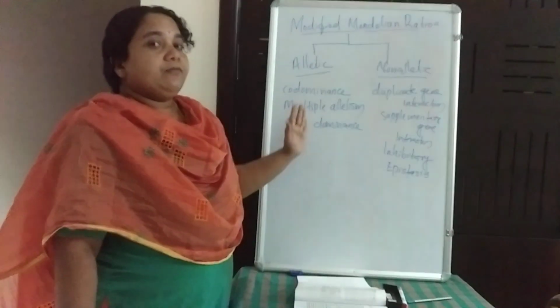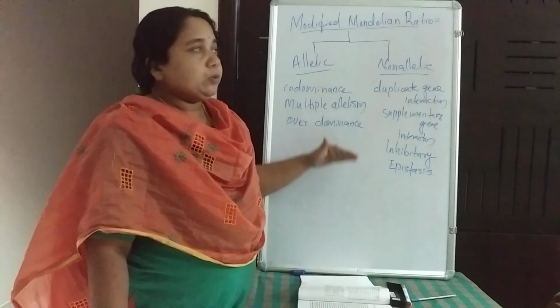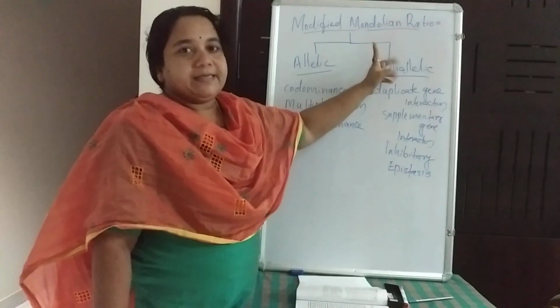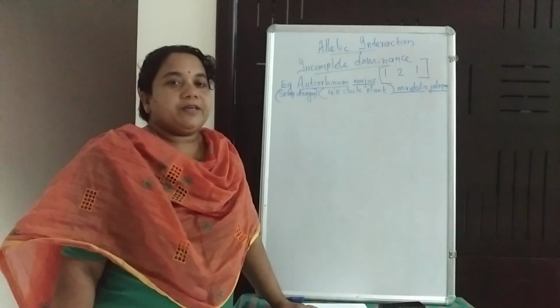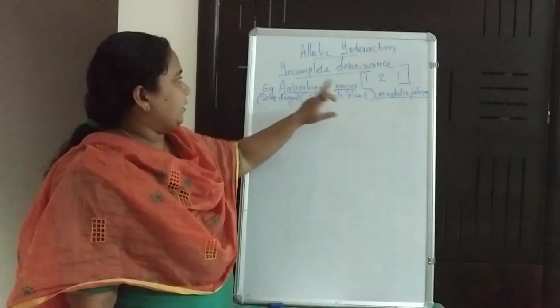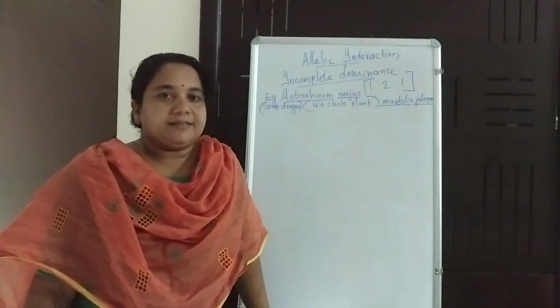Among these, we have to go through each and every one as examples for studying modified Mendelian ratio. Okay students, today we can go through the allelic interaction, with one example as incomplete dominance.